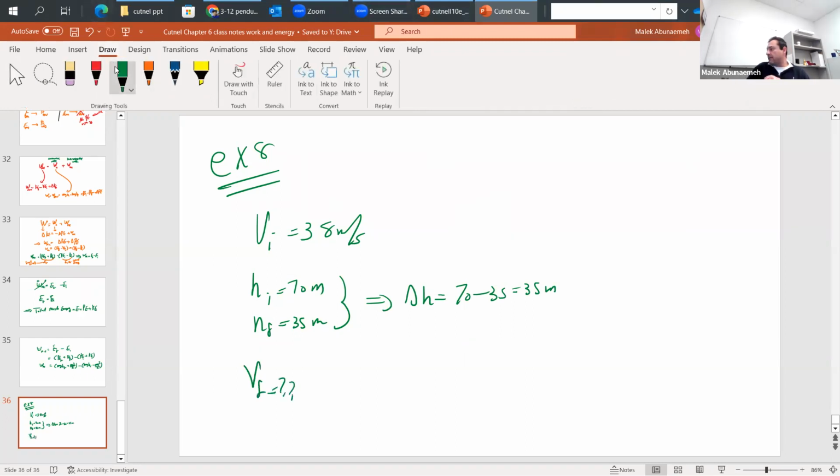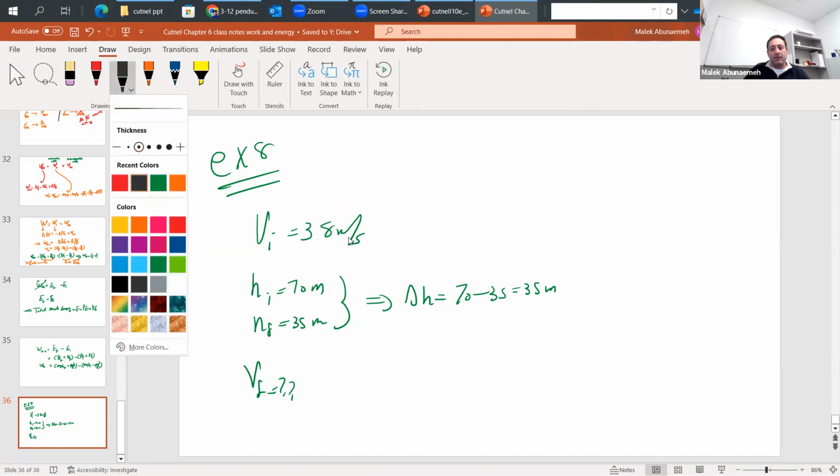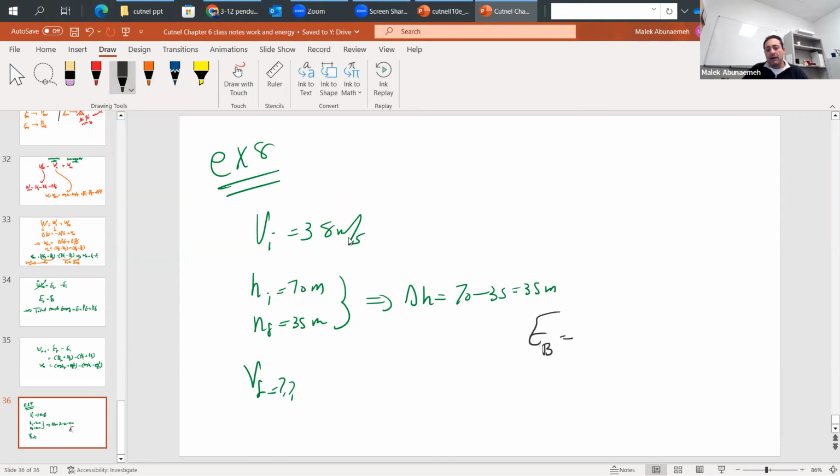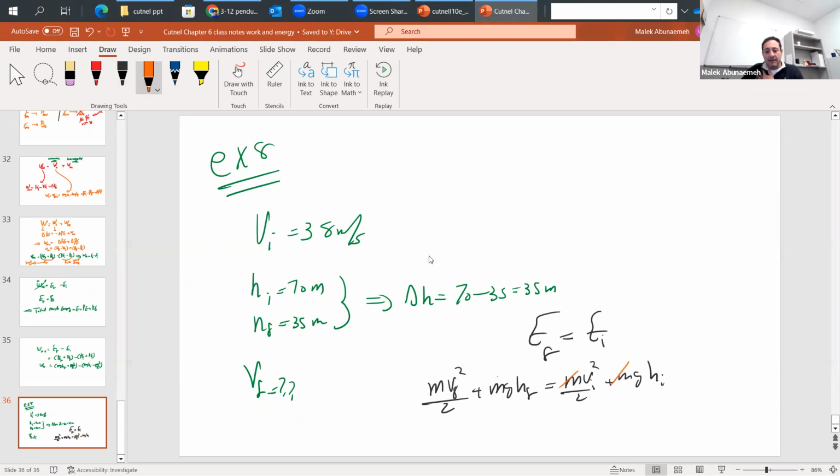Now, using the equation that we developed, your mechanical energy before is going to equal your mechanical energy after, or final equals initial, or initial equals final. Doesn't really matter. They're both interchangeable. So this one will be m v final squared over 2 plus mg h final is going to equal m v initial squared over 2 plus mg h initial. Solving, your masses cancel out, which is nice.